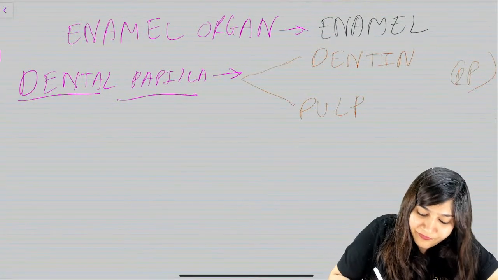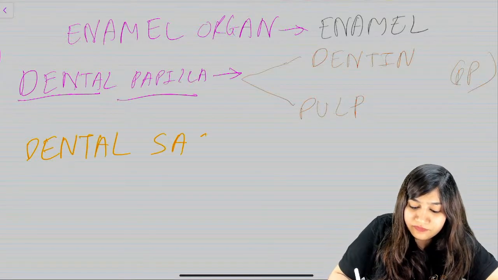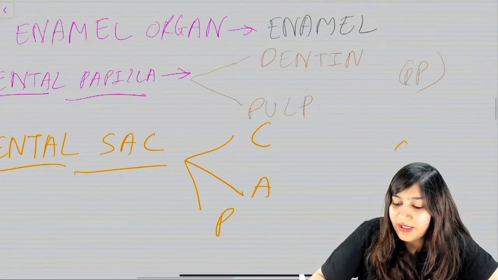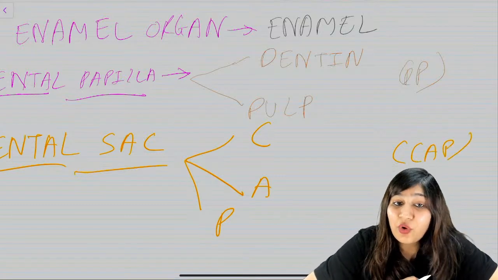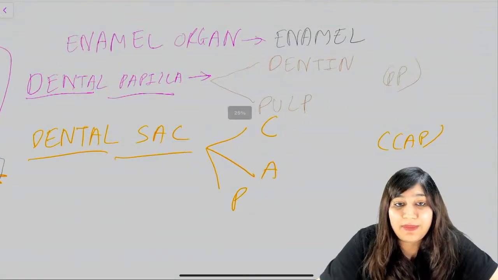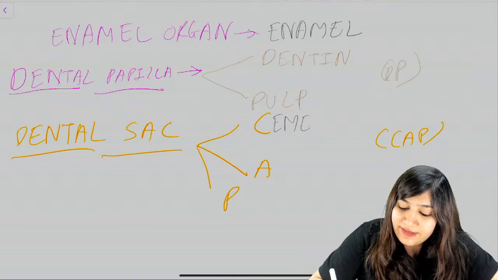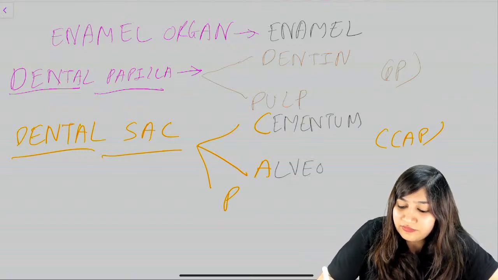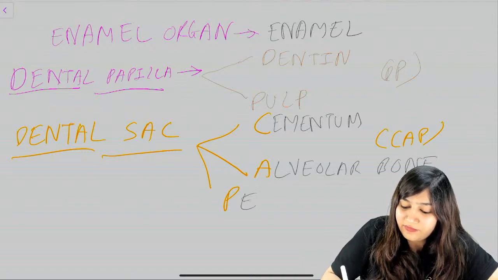And our dental sac or dental follicle will form CAP, cap. C for cementum, A for alveolar bone, and P for periodontal ligament.